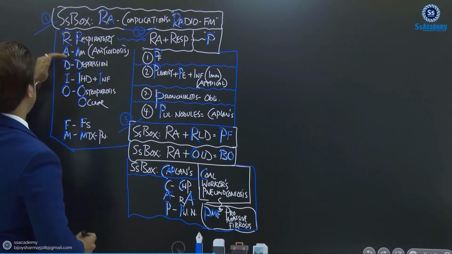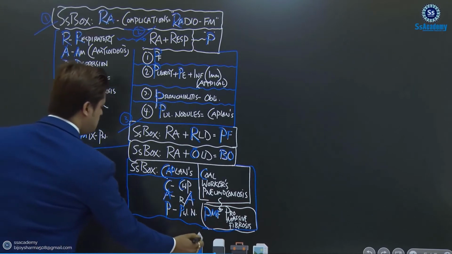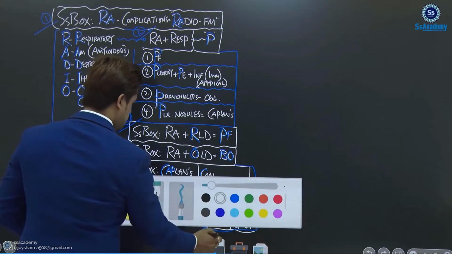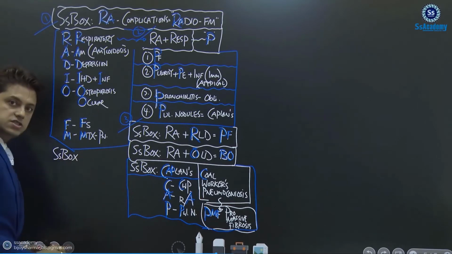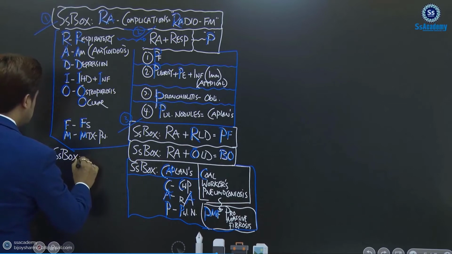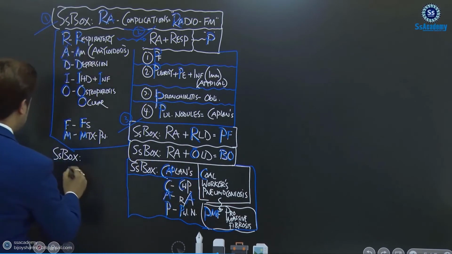Now let's get down to the A for amyloidosis. Yes, my dear, I'd like to give you another box for the amyloidosis. It is an important box. We learned amyloidosis in another chapter in hematology, but this is a single box that you need to remember.